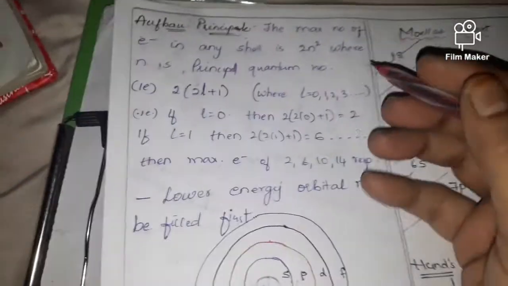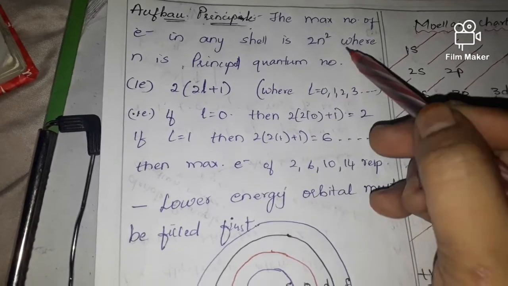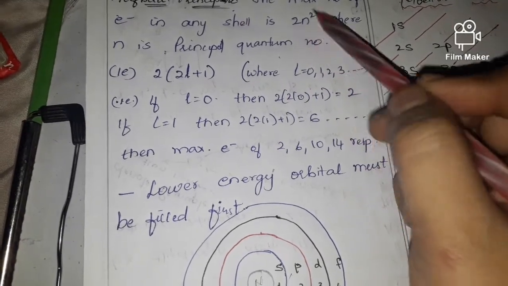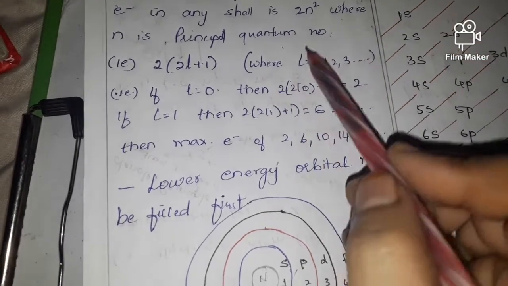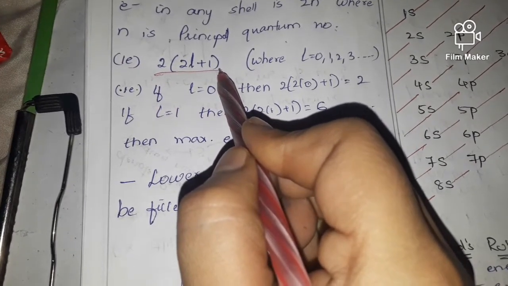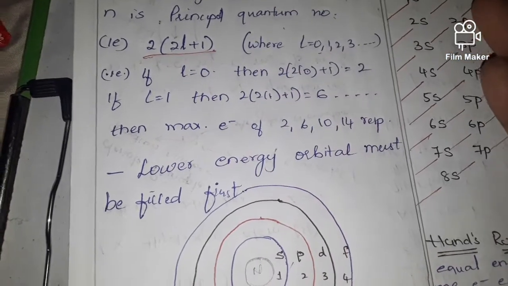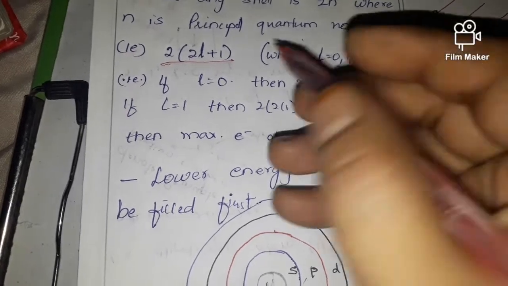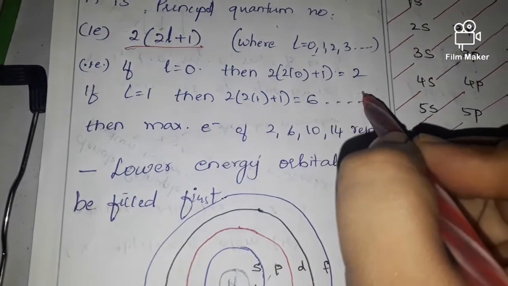Next we will go with the Aufbau principle. The maximum number of electrons in any shell is 2n squared, where n is the principal quantum number. We have already learned how we get the n value. Here we substitute in 2 into 2l plus 1, where l can be 0, 1, 2, 3, whatever the angular momentum number is given. If l is equal to 0, then 2 into 0 plus 1 gives the value 2.